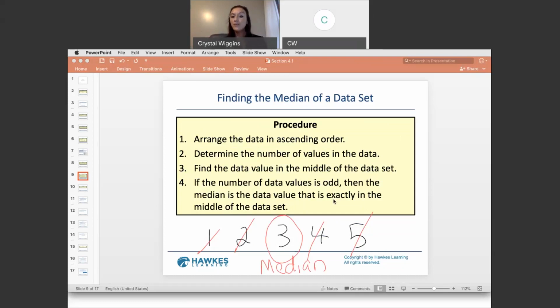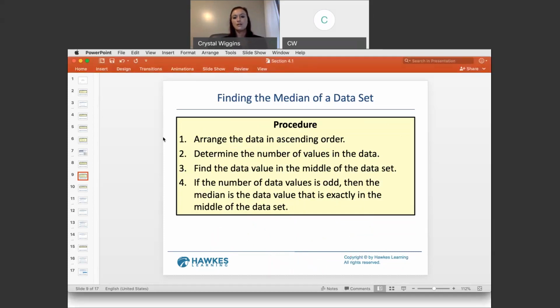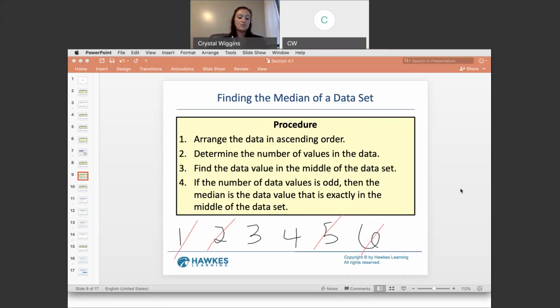Now, when we are working with an even data set, let's take a look at 1, 2, 3, 4, 5, and 6. Then when you're crossing off, you find that there are 2 middle values, but the median is always one value. So what you're going to end up doing when you have an even number of data values is find the average of the 2 middle values.